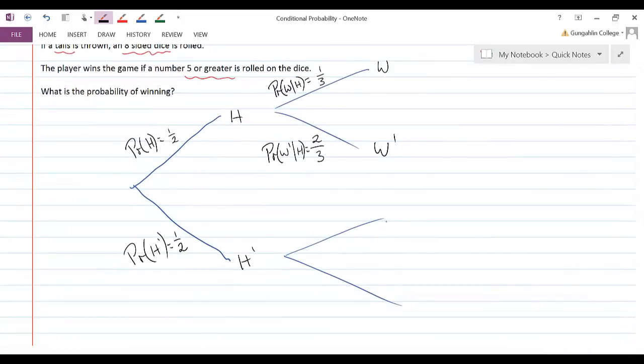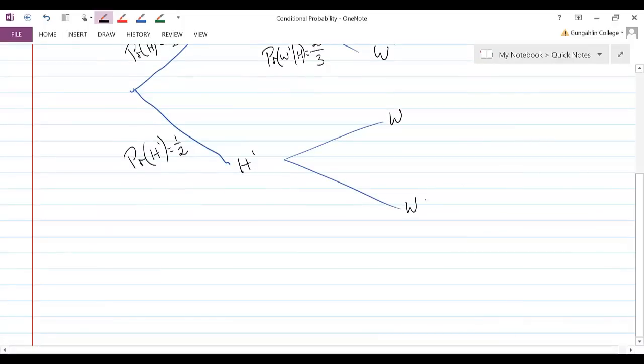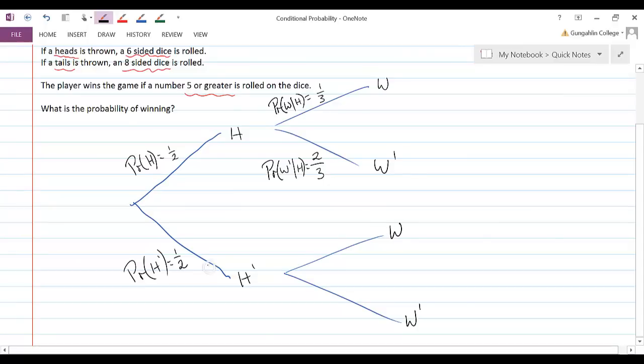Then when we come to our other outcomes, if I didn't get a heads, if I got a tails, I'm throwing an 8-sided dice instead.